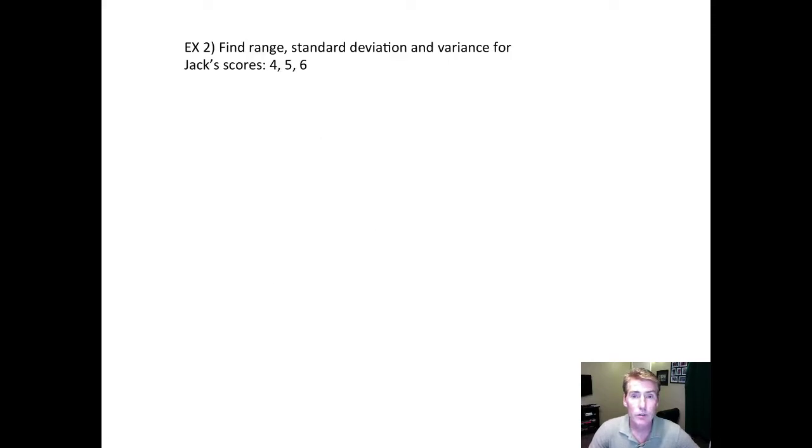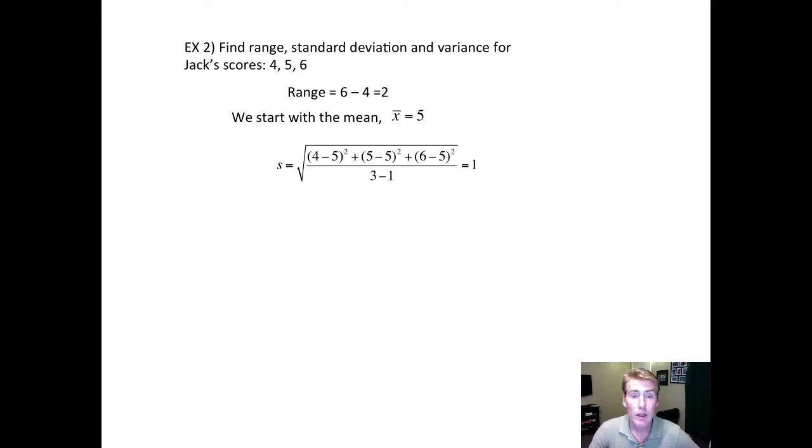So now let's do those 3 measures with Jack's scores, 4, 5, and 6. Like I say, the range, easy enough. You just subtract. He's got a range of 2. Now we're going to find the standard deviation. So you start with a mean of 5. Then the formula says take each of his scores, 4, 5, and 6, subtract the mean, and square it. So this would be a negative 1 squared, so that's 1. This is 0, and this would be 1 squared. So there's a grand total of 2 on the top and 2 on the bottom. That turns out to be a 1.